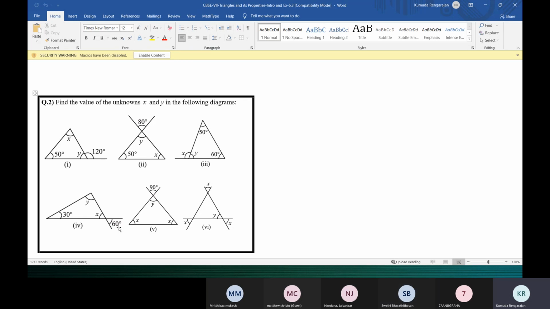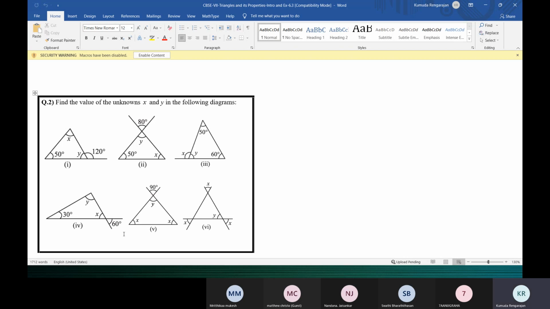Nandana, come again. Ma'am, 2x plus 90 is equal to 180. Correct, yeah. So 2x plus 90 is equal to 180. Correct. I'll show you the working, children, for all this.